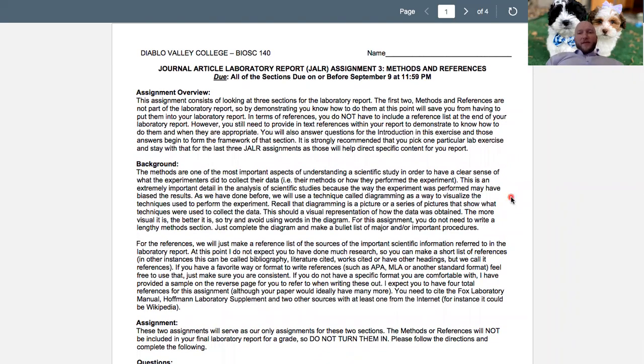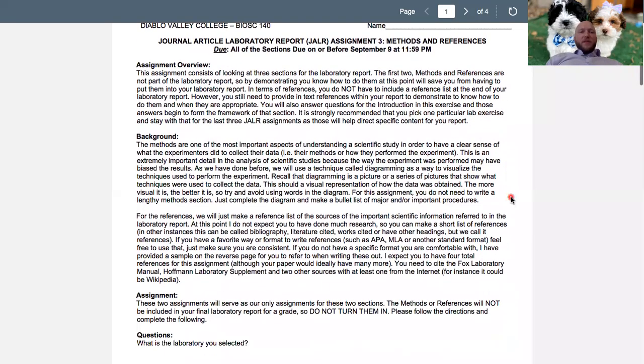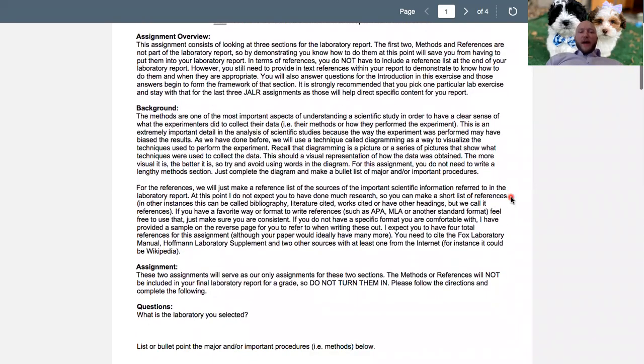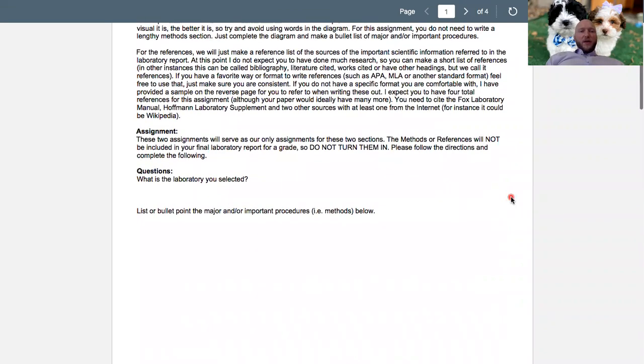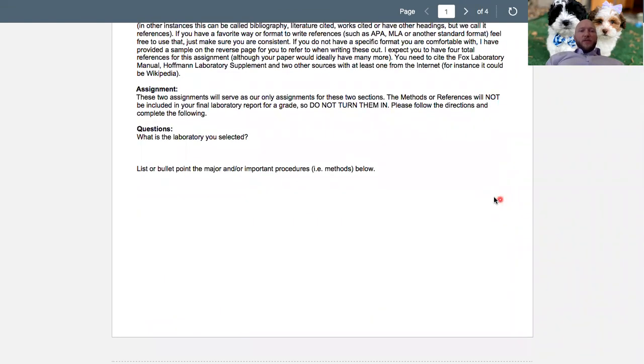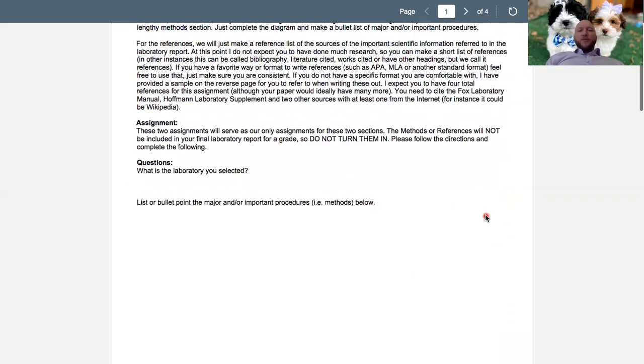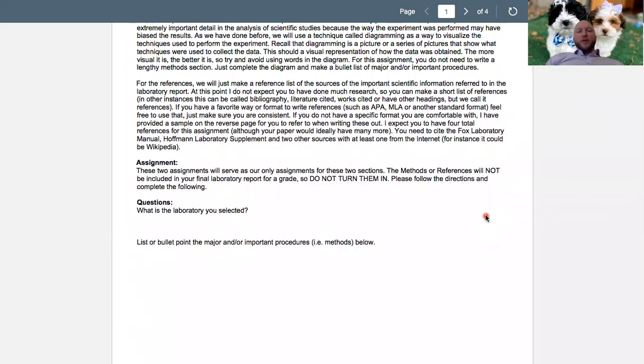So methods. Please read the methods, the overview and the background for this. It's pretty self-explanatory. When we get down to questions, laboratory you selected, list the major and important procedures, the major components of your experiment that you've chosen. So think about the big picture of what we're trying to do with these assignments.